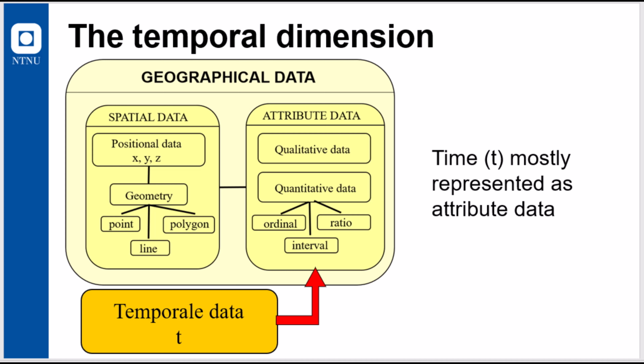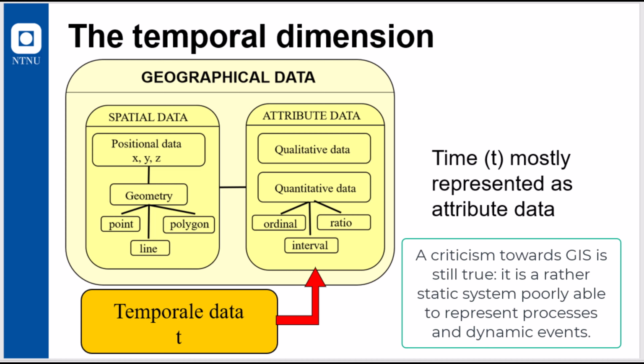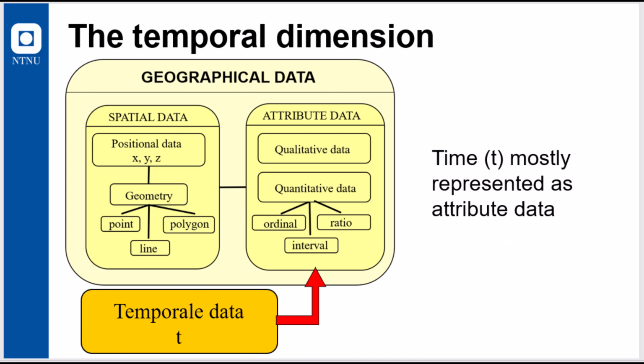A criticism towards GIS, which very much still is true, is that it is static. It represents only a snapshot in time, and indeed representing the temporal dimension is, to my knowledge, not something which is implemented in commonly used GIS. There are, however, several examples on representing the temporal dimension as part of the attributes.